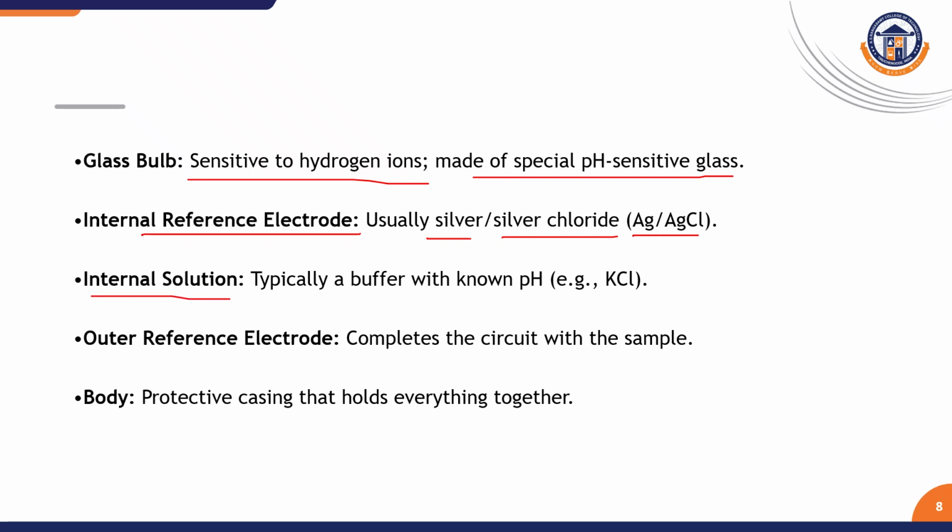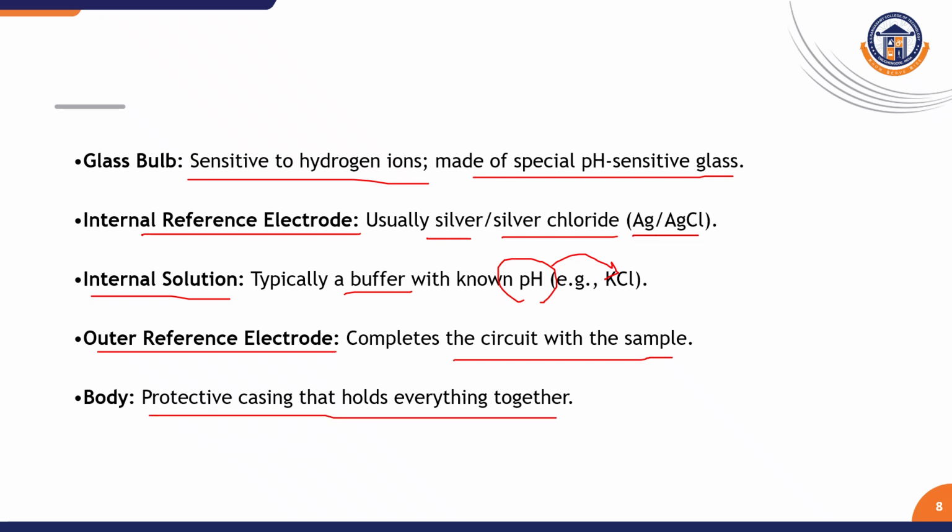What is the internal solution? Typically a buffer of known pH. Here we are taking a KCl solution. The outer reference electrode completes the circuit with the sample. The body is a protective casing that holds everything together.